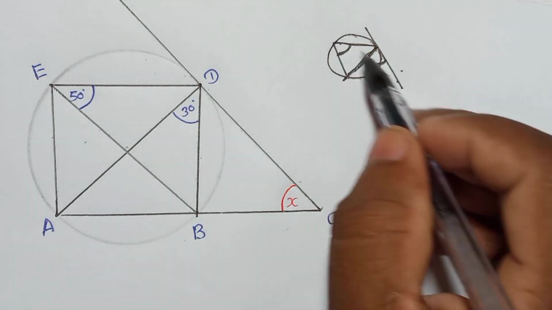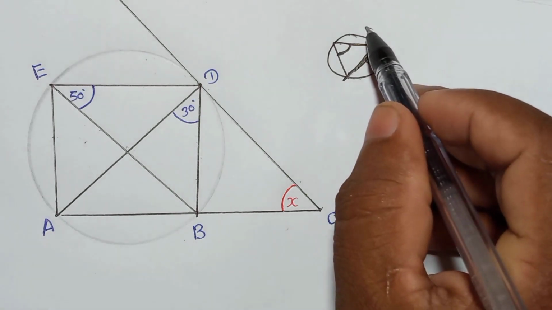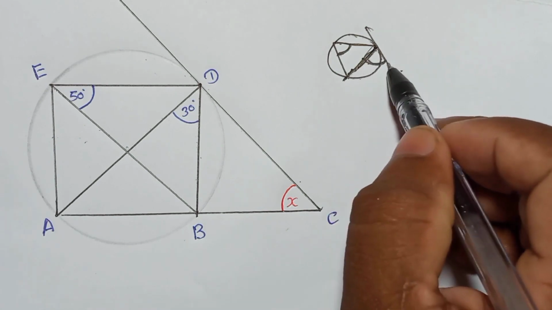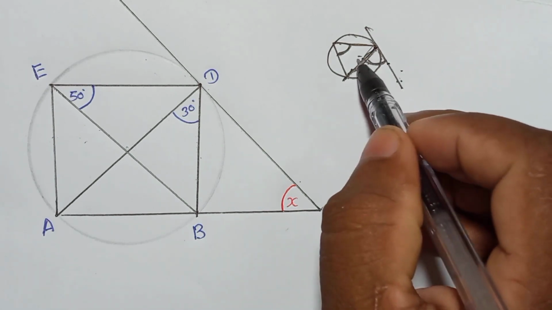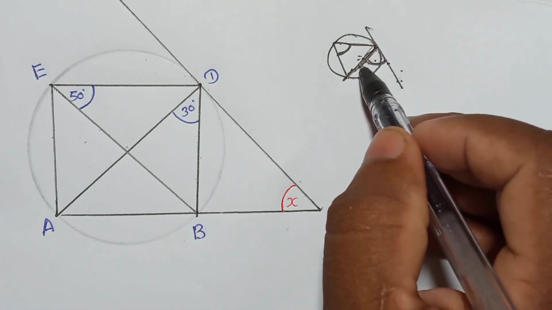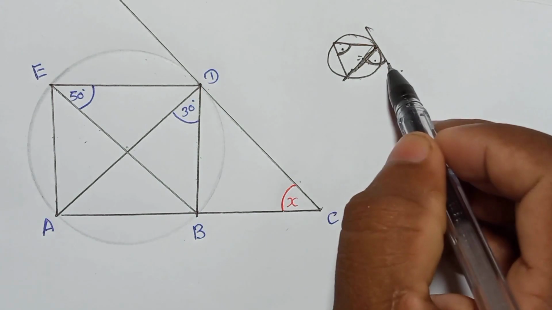Normally we call this the alternate segment theorem, right? Now this is the tangent. At the tangent point, this is the chord. Between tangent and chord, this is the tangent, this is the chord, the angle between them will be equal to the angle this chord subtends at the circumference. That means this one is equal to this.